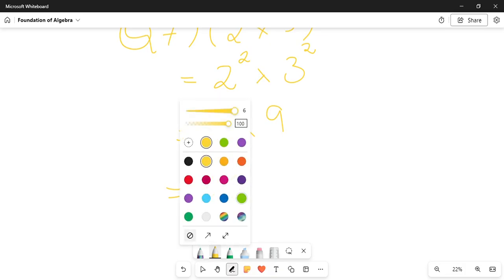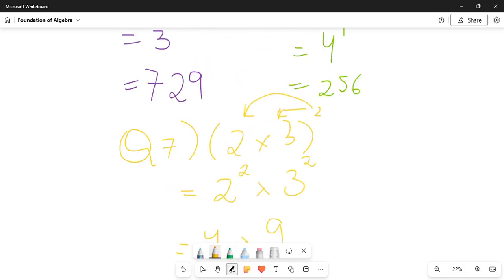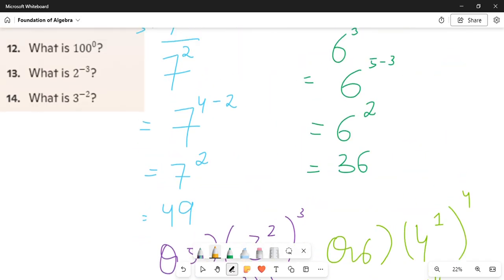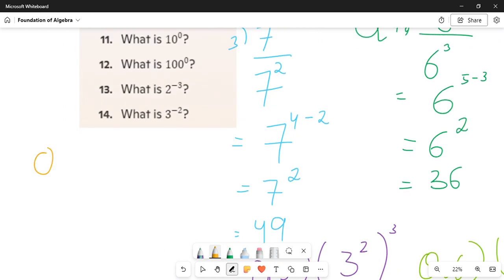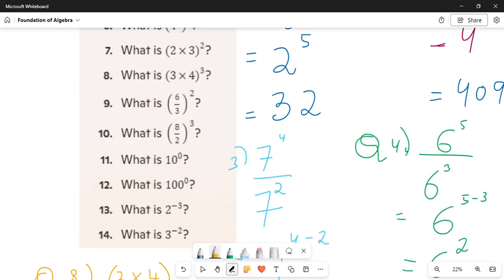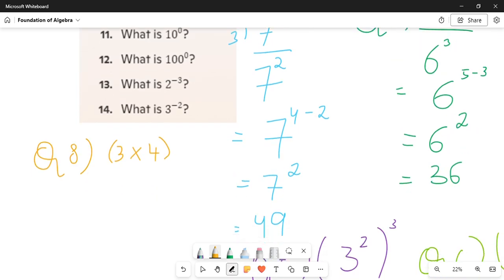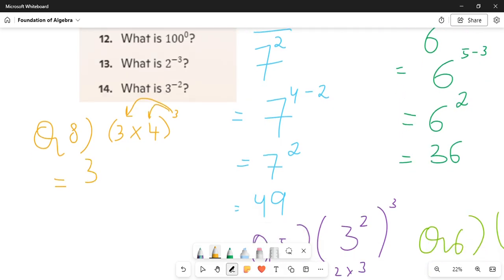Let's move on to the next question, which is question number 8. Let's just do it over here. 3 to the power of 3 times 4. Question number 8. 3 times 4 to the power of 3. So again, we will distribute this part to each of the bases inside. 3 to the power of 3 times 4 to the power of 3. 3 to the power of 3 is 27. 4 to the power of 3 is 64.